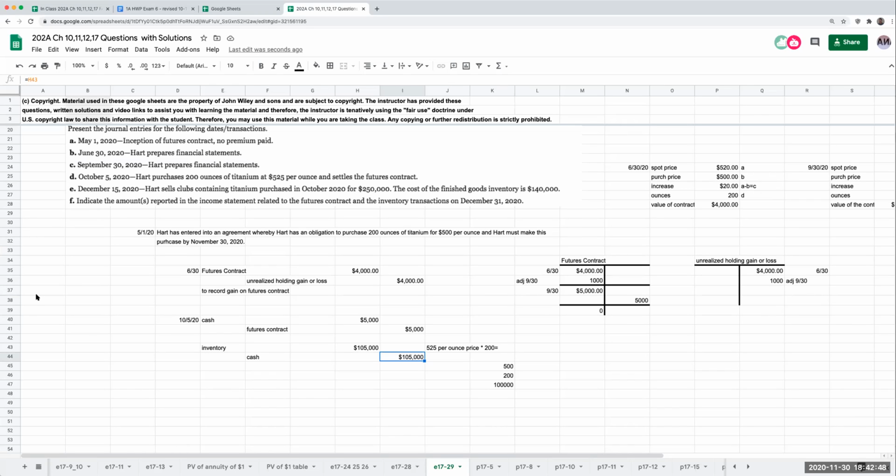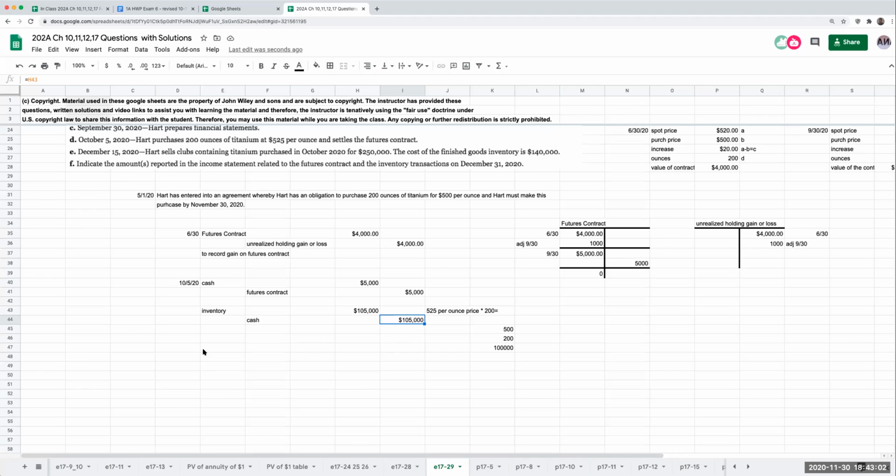On December 15th, I sell clubs containing the titanium purchased in October for 250 grand, and the cost of the finished goods inventory is 140. So I'm going to be debiting cash for 250,000, crediting sales for 250, debiting cost of goods sold for 140,000.